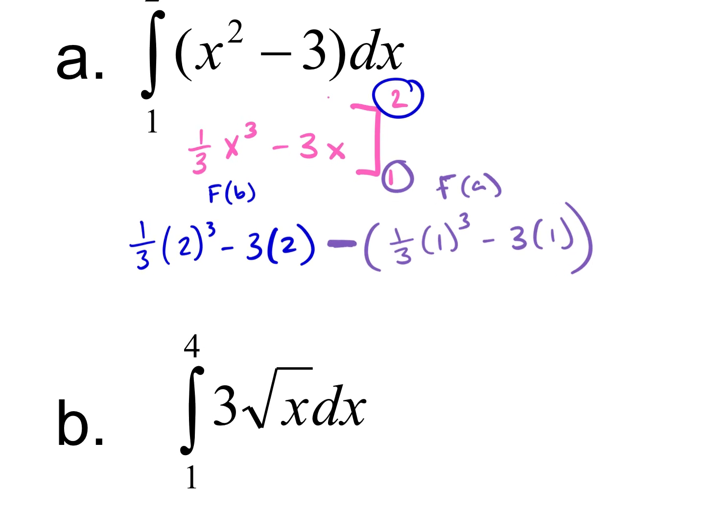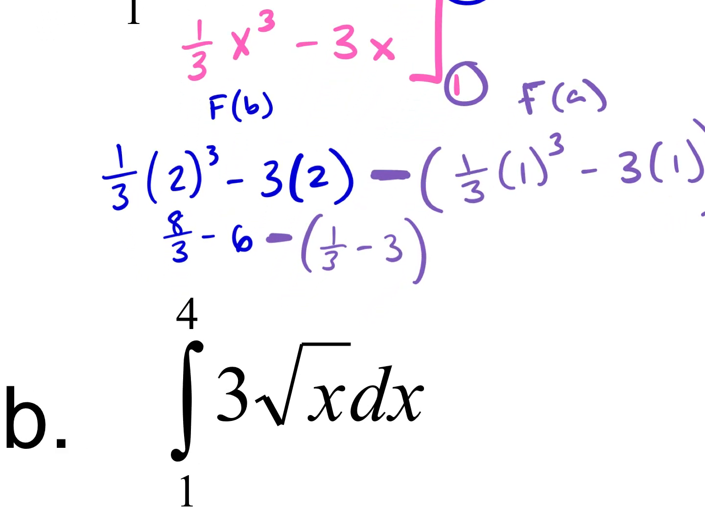So when we evaluate here, 2 cubed would be 8/3 minus 6, minus, I'm going to do inside the parentheses first. Just be careful with the signs. 1 cubed would be 1 times 1/3, which is just 1/3, and then minus 3. If you want to, find your f of b, so continue to solve the ones in the blue first, and then subtract it from your f of a.